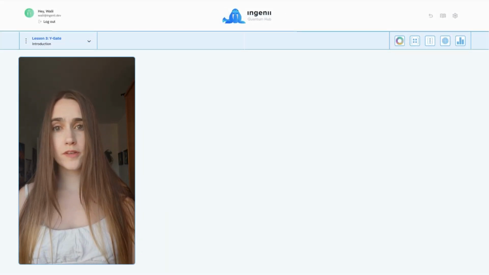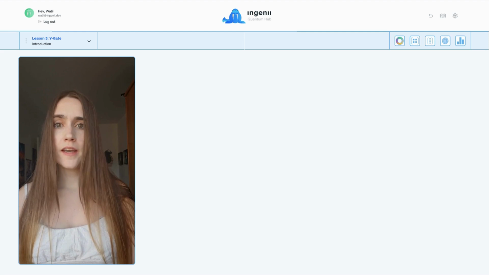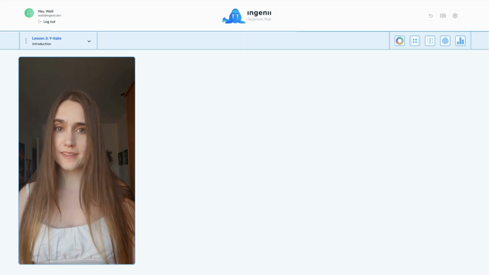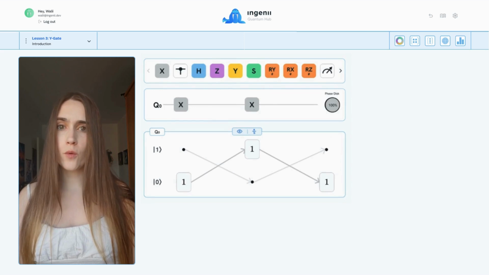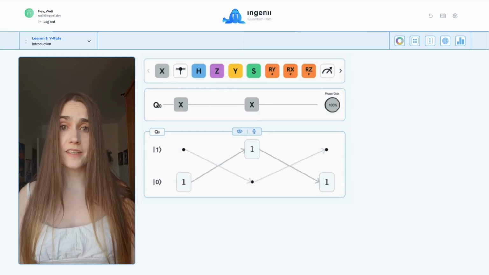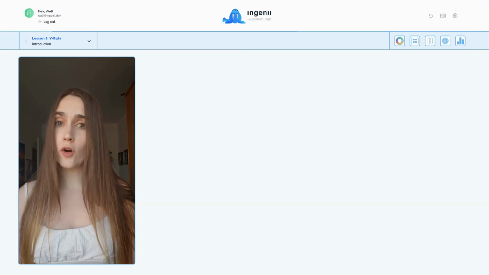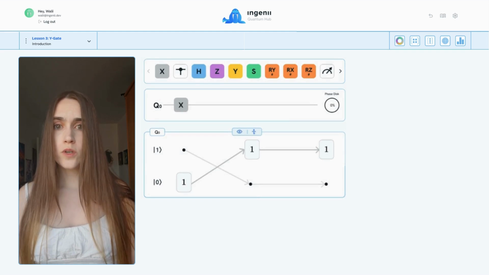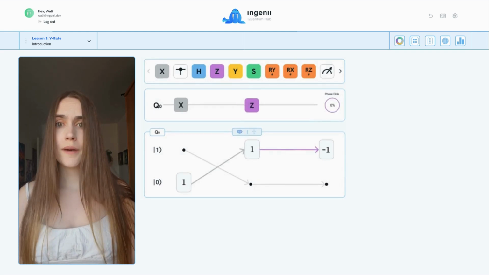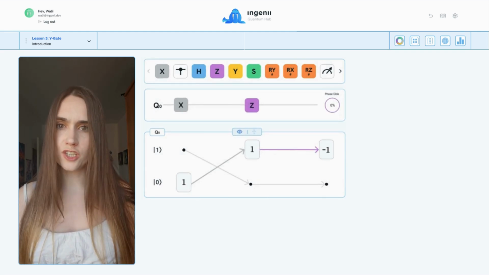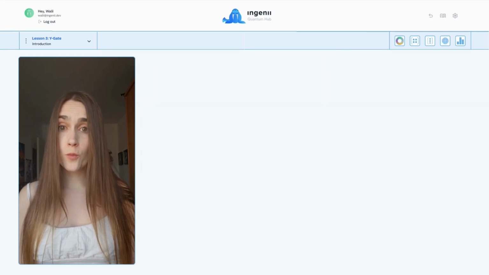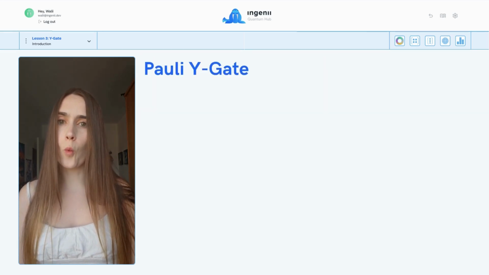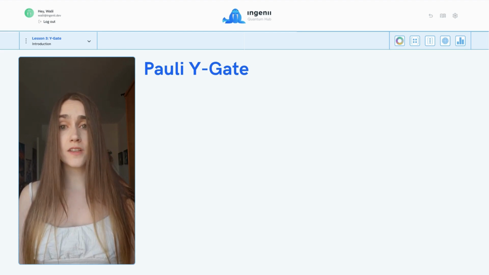So far, we've explored how quantum gates manipulate qubits in ways that go far beyond classical logic. We've seen the X-gate, which flips a qubit between 0 and 1, much like a classical NOT gate. We've also looked at the Z-gate, which doesn't flip the state, but instead introduces a phase shift, changing how quantum states interfere. Today, we're turning to the Pauli Y-Gate, which combines the effects of both gates.